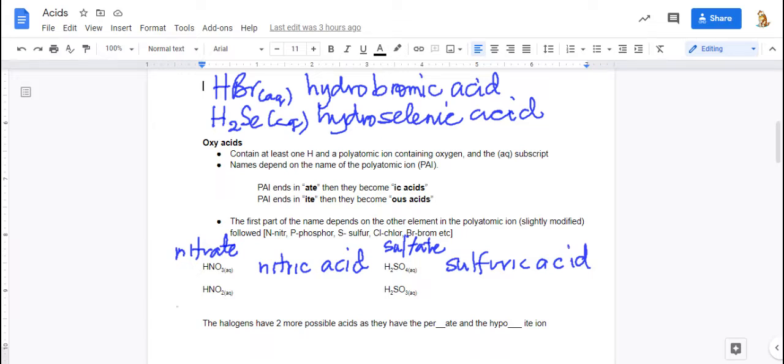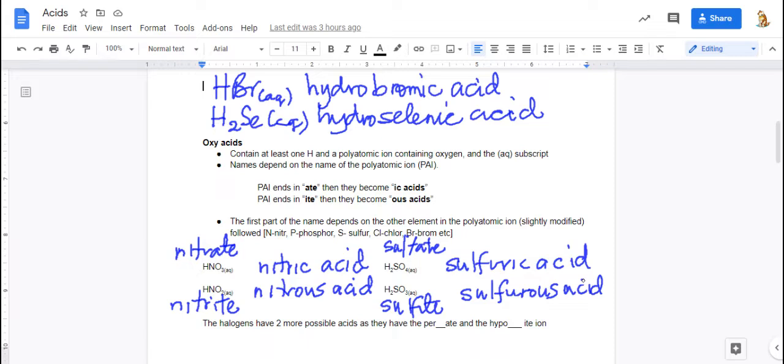Now, the next example shows the nitrite ion. There's one less oxygen. So this becomes nitrous acid. So if you've got an ite polyatomic ion, it becomes an ous acid. Then the next example has sulfite. So this becomes sulfurous acid.